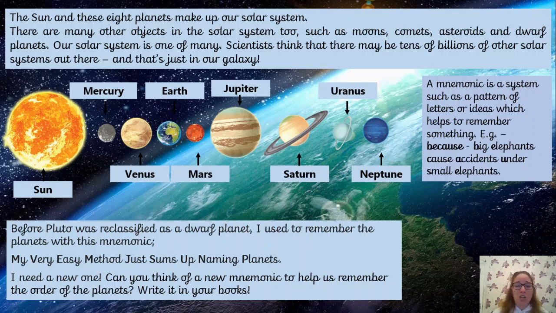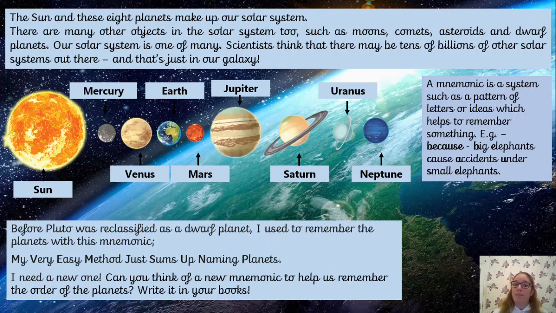What I'd like you to do, just as a quick starter task, is to think of a new mnemonic, okay? You can do it as a class. Obviously, if you're at home, you can think of a new one, write it down in your book, okay? But I need a new one because it's really tricky to remember the planets when you haven't got a P at the end for planets, okay? It doesn't really make sense. My very easy method just sums up naming. Naming what? Okay, so think of a new mnemonic for me, or for the class. That'd be really great. Write it down in your books to help you remember the order of the planets too.